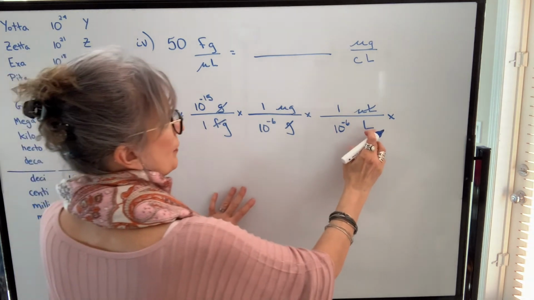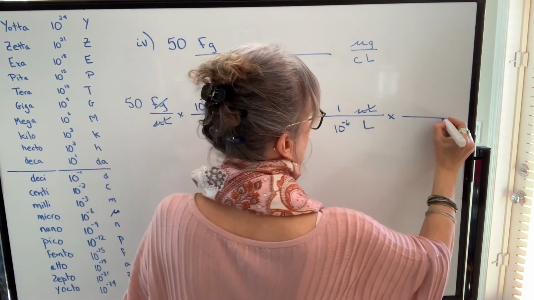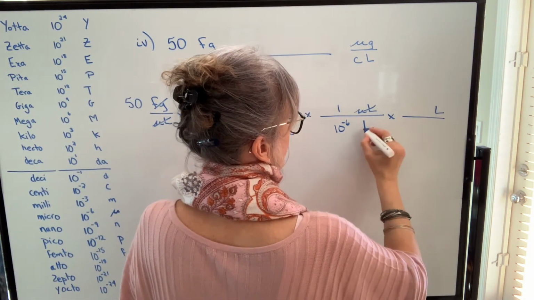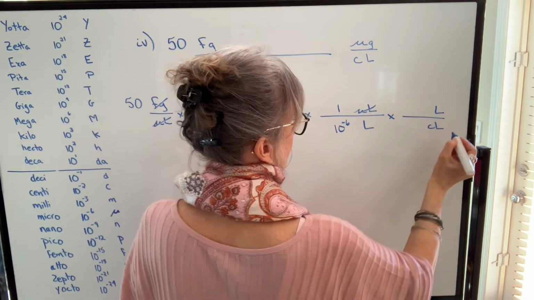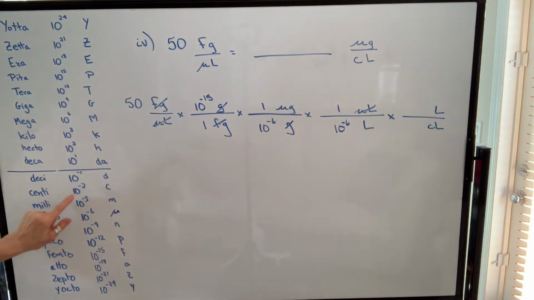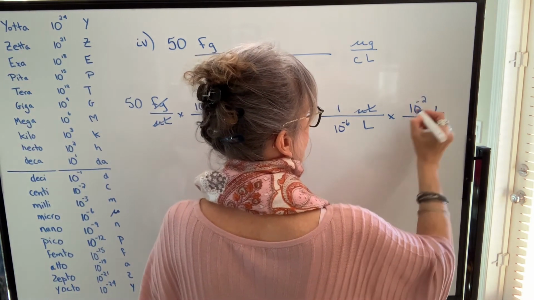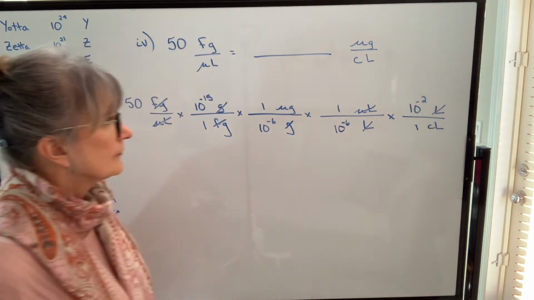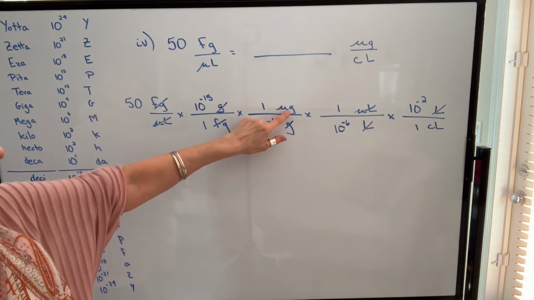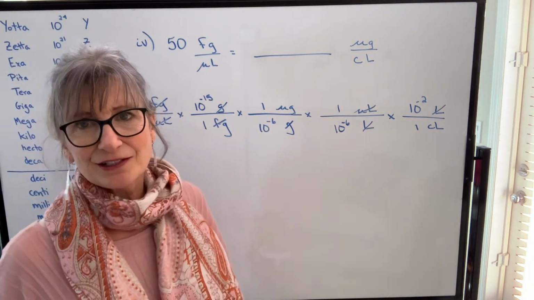And then I want to change from per liter to per centiliter. So liter goes in the numerator so that it cancels, and replace with centiliter. Centi is 10 to the negative 2, so 1 centiliter is 10 to the negative 2 liters. So I'm going to end up with my correct unit, micrograms per centiliter.